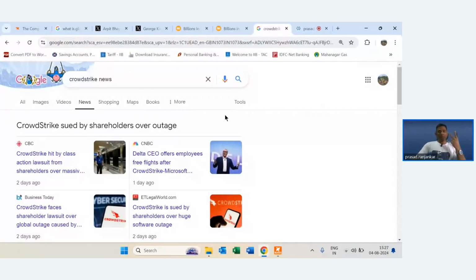Again, there is a second case study. This event triggered shareholders to sue. Shareholders sue the CrowdStrike management over this outage. So there is a class action lawsuit from shareholders about this massive outage. Again, this is a case study for directors and officers liability policy. If in future, probably by next week, I get any more updates on this topic, I will update you in the next video.